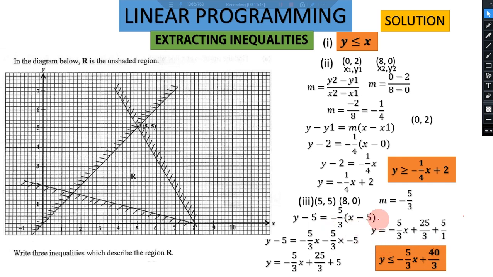So going back to this, this line has been shaded above. If it has been shaded above, you get the opposite sign. You shade below, I've said greater than. If you shade above, you use less than, meaning the solution is below the line. So no wonder you're seeing the sign here as y less than or equal to negative 5 over 3x plus 40 over 3. Those are the three inequalities.